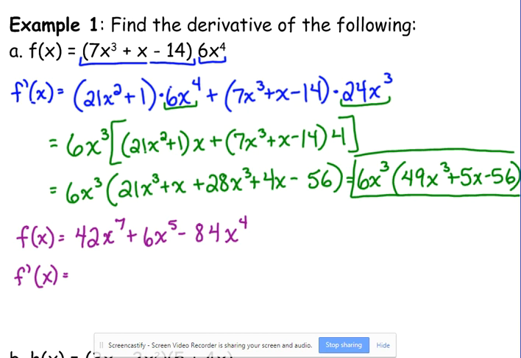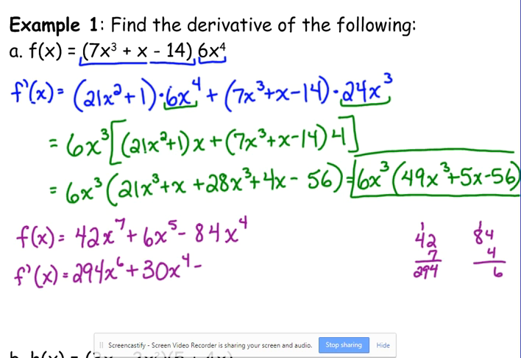But see, here's the problem. I'm going to multiply 7 times 42. So I'm going to go over here to the side because I'm not doing that one in my head. We've got 294x to the sixth, don't forget to reduce the degree, plus 30x to the fourth minus, I'm doing 84 times 4 over here as well, 336x cubed.